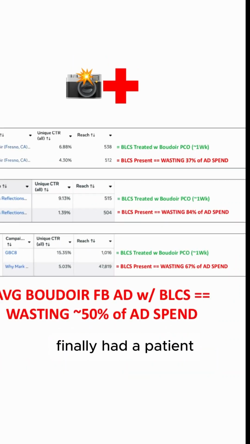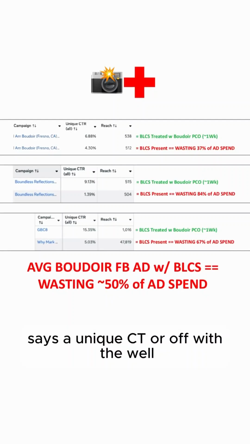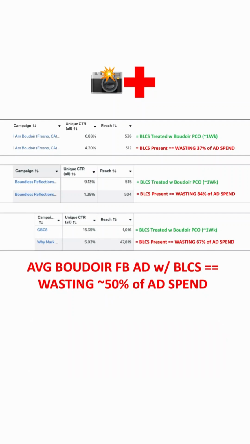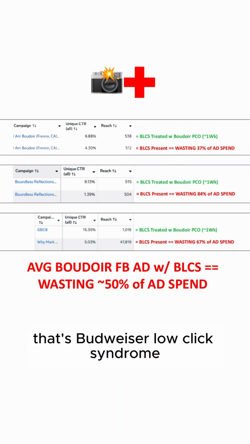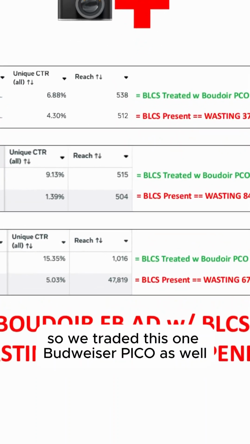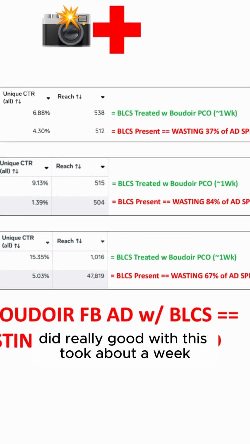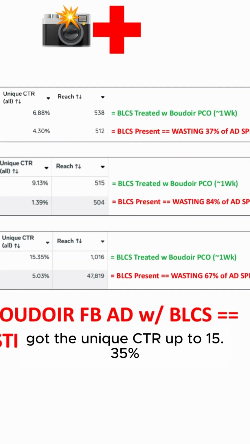Finally, had a patient who says the unique CTR of his Boudoir Facebook ads is 5.03%. So we know that BLCS is present. When unique CTR is under 6%, that's Boudoir low-click syndrome. So we treated this one with Boudoir PICO as well. Did really good with this. Took about a week. Got the unique CTR up to 15.35%.